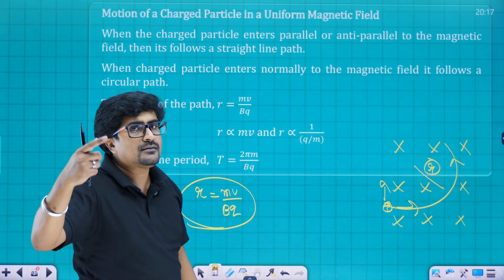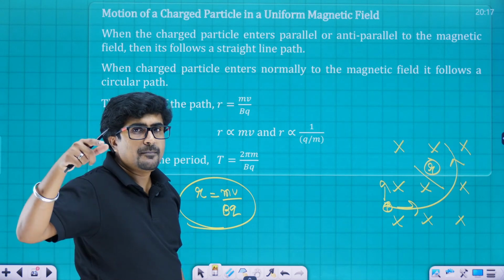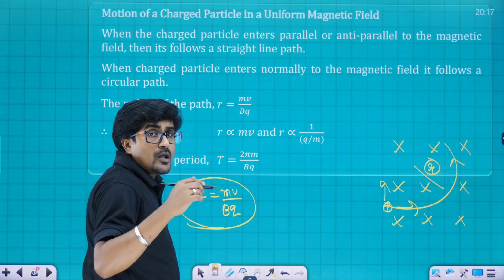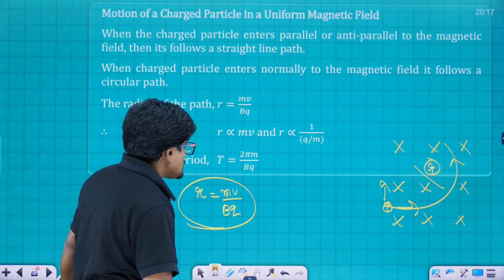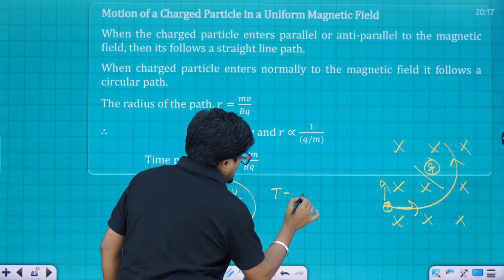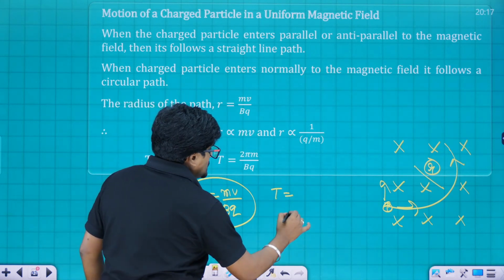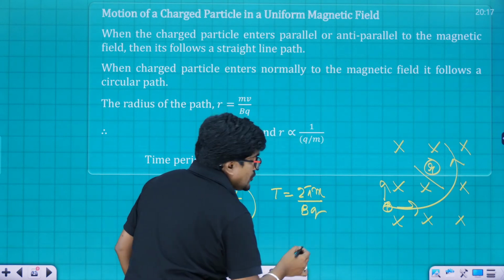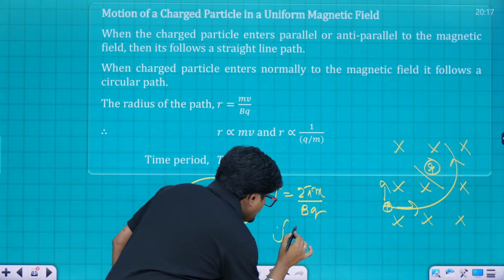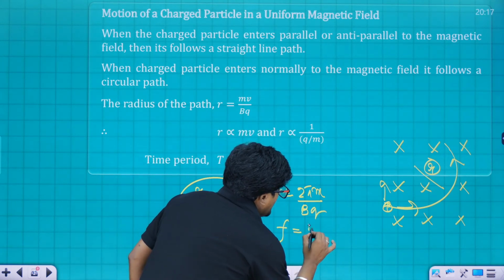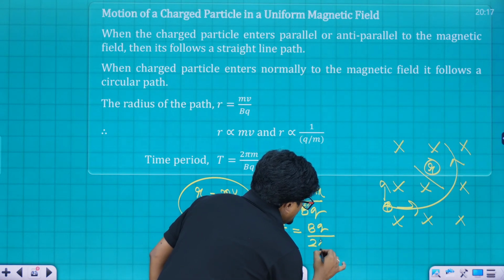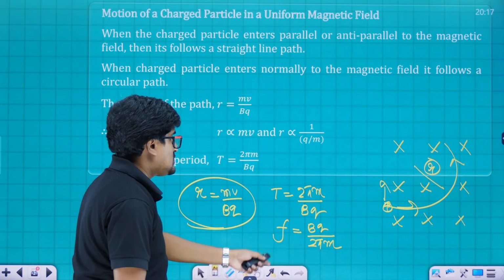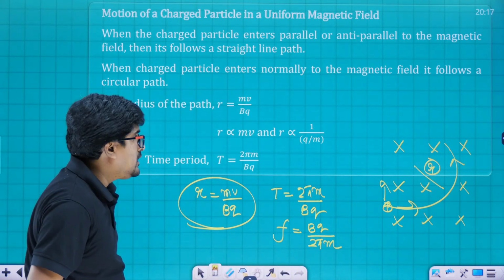Now, since it is moving in a circular path, the motion is a periodic motion, so we need to consider the time period also. The time period of that circular motion, capital T, is 2 pi m all divided by b into q, and the frequency of that motion f is bq divided by 2 pi m. That's also again an important relation.